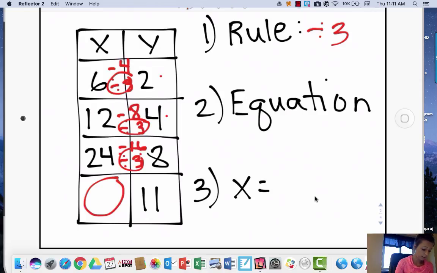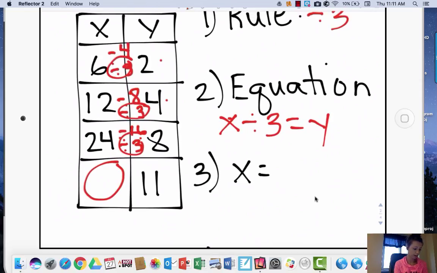To write my equation, I'm starting with x. I'm inserting my rule, which is divide by 3, equals y. And then to figure out what my missing number is down here, I'm taking my equation and plugging in the variable that I know. I know that y equals 11. So if I take my equation, I've got x divided by 3 equals 11.